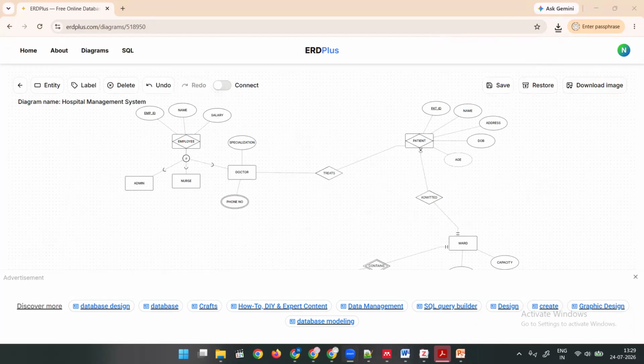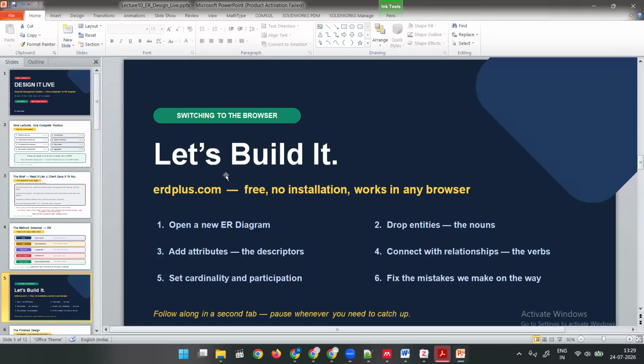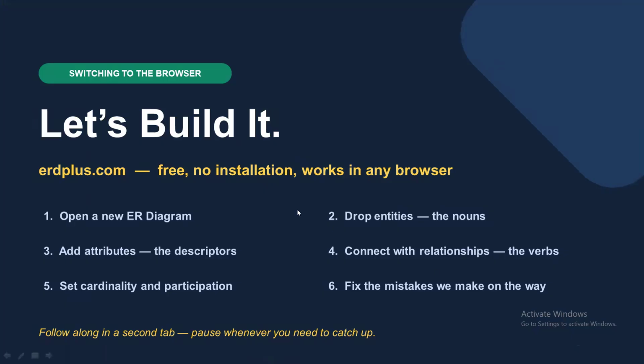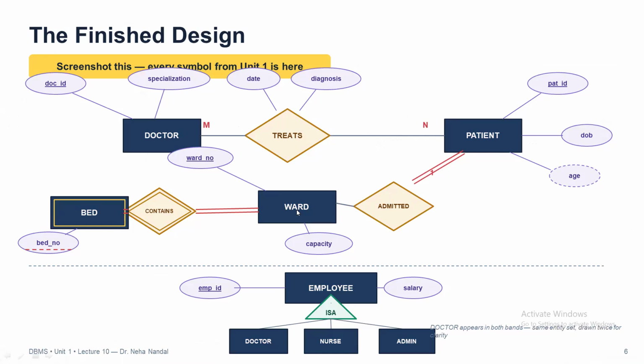Now let me go to our PPT again. I'll show you the final thing of this video. This is our ER model. I think I missed this part, total participation. So this one also you can see. Employee is a doctor, nurse, or admin. All these things we have already discussed and are being covered. So this is our finished design. I hope you got some idea.